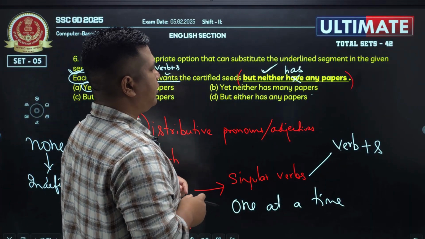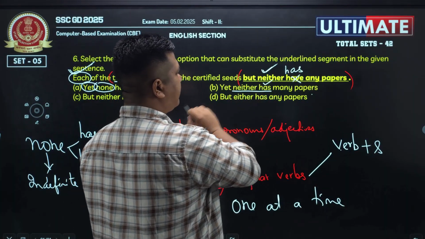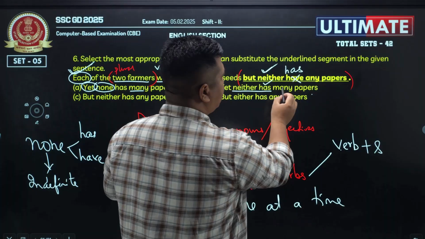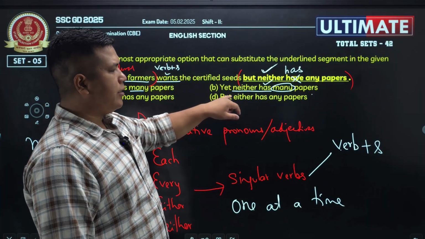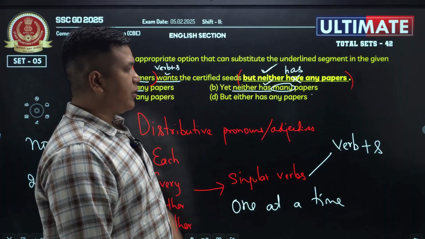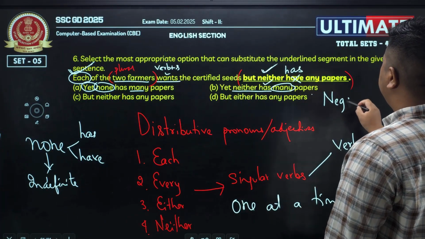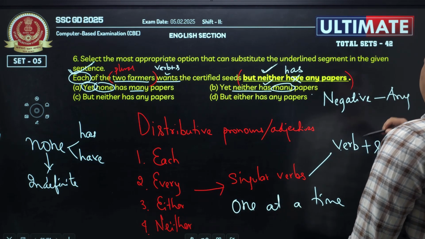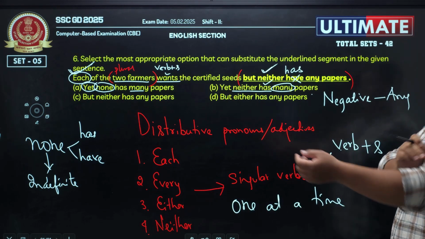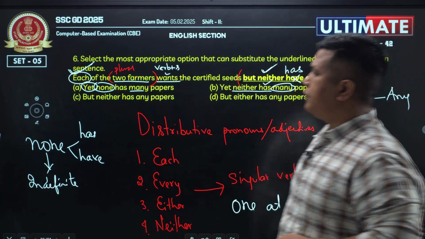Option B. Neither has many papers. Neither is a negative word, so it takes any, not many. Any is used with negative words. So neither has many is not correct.